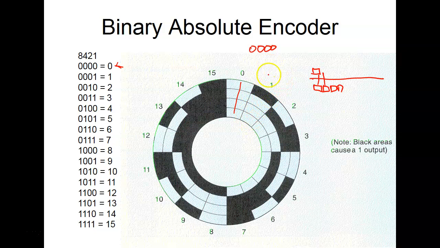Okay, the black area is called the 1. So this would give me a 0, 0, 0, 1. This would give me a 0, 0, 1, 0. This would give me a 0, 0, 1, 1. Make sense now? Okay. Any more questions?